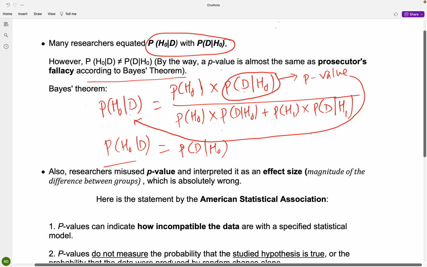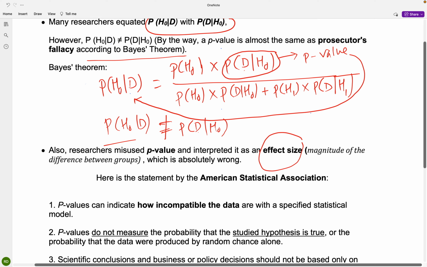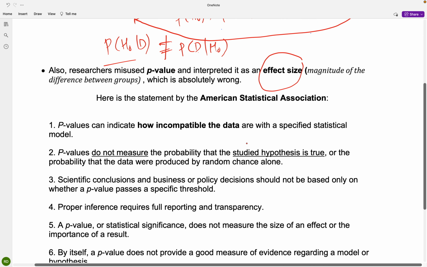So these two values are not equal. They're completely different. Researchers misuse the p-value and interpret it as an effect size, which tells you the magnitude of the difference between the treatment group and the control group. And these are the points that the American Statistical Association used to warn researchers about misusing p-values, right?